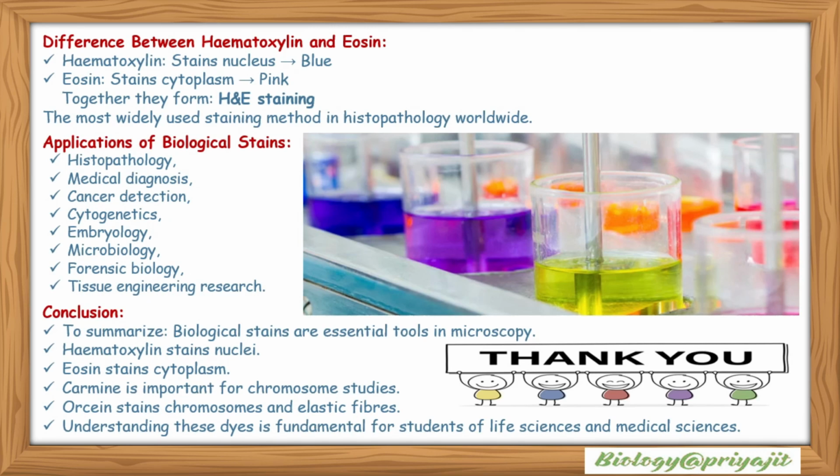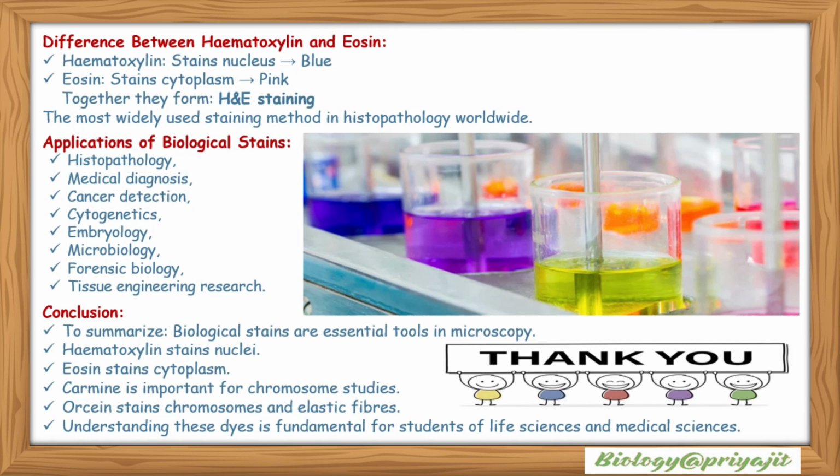Differences between haematoxylin and eosin: haematoxylin stains nucleus blue and eosin stains cytoplasm pink. Together they form haematoxylin eosin staining, the most widely used staining method in histopathology worldwide. Applications of biological stain: histopathology, medical diagnosis, cancer detection, cytogenetics, embryology, microbiology, forensic biology, tissue engineering research.